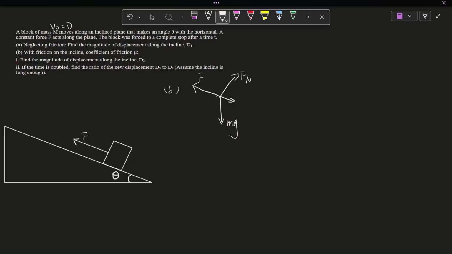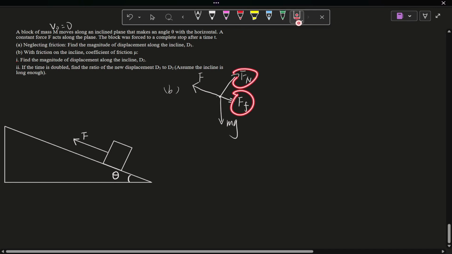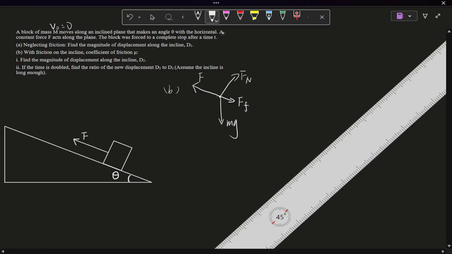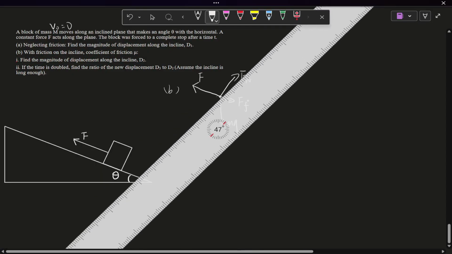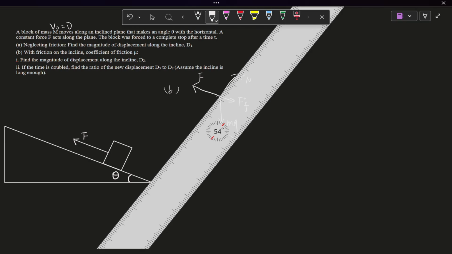And there is a friction, which is opposing the direction of the object's movement. So this is Ff. And the magnitude of Ff will always be smaller than the magnitude of Fn. So now let's solve the question. First step we need to do is to break them down along the slope and the direction which is perpendicular to the slope.